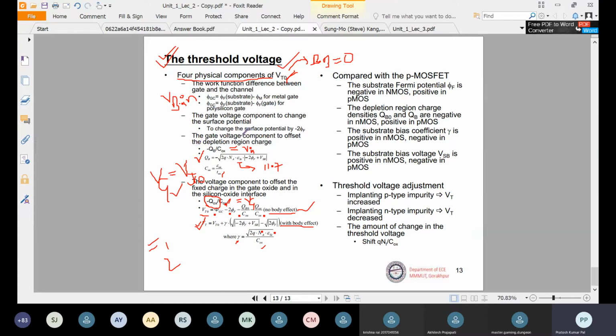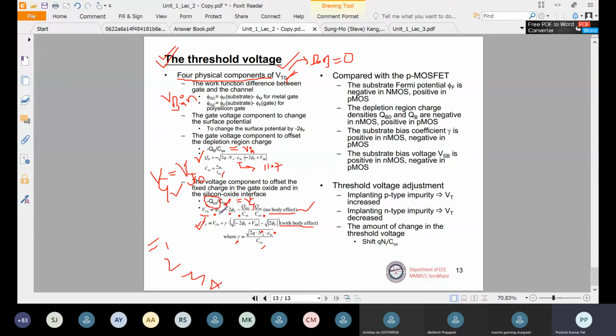And the third component, that will be because of the depletion region. So we need to compensate the depletion region. The fourth component will be because of the immobile charge present in the इंटरफेस ऑफ द ऑक्साइड. ऑक्साइड के इंटरफेस पे जो भी चार्ज है उसको भी हमें रिमूव करना होगा. देन ओनली the channel will be formed and current will start to flow.